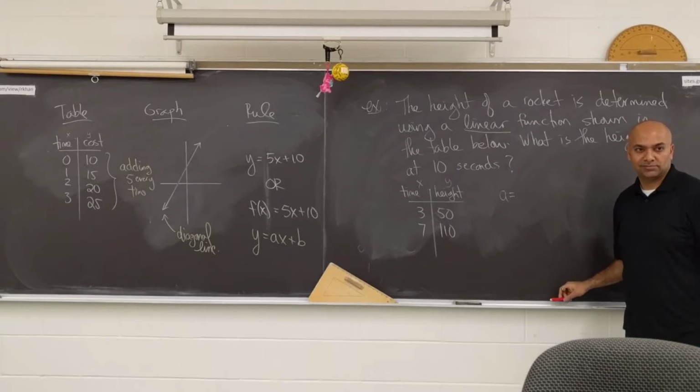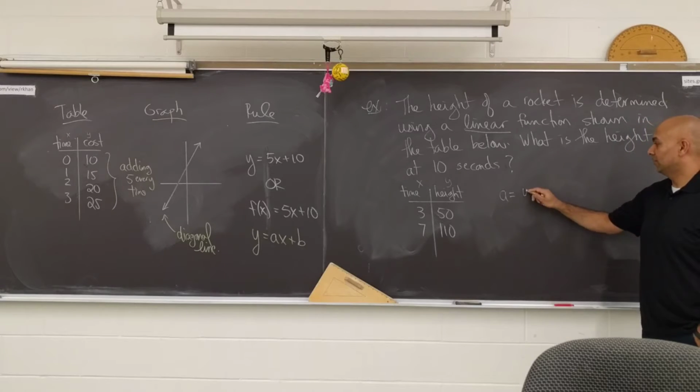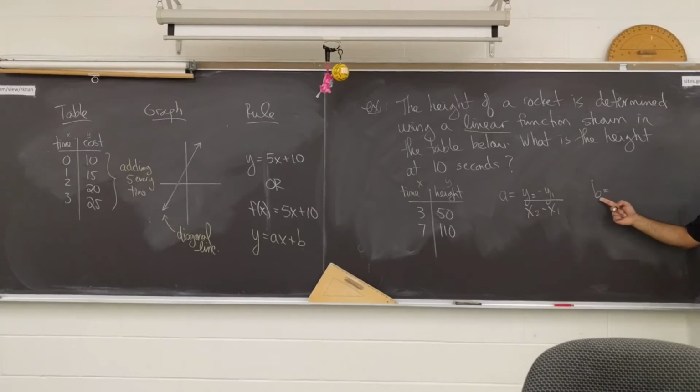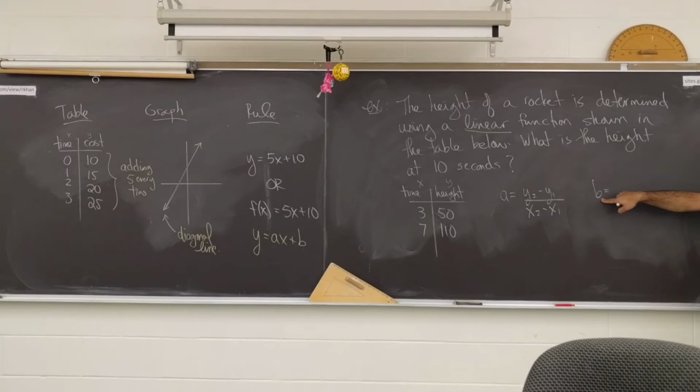Y2 minus y1 over x2 minus x1. This is probably the single most forgotten formula this year. Anyone remember the y1 formula? Y minus y1 times a. All right. Maybe we won't forget it. So we've done this already. We just didn't do this with a word problem.